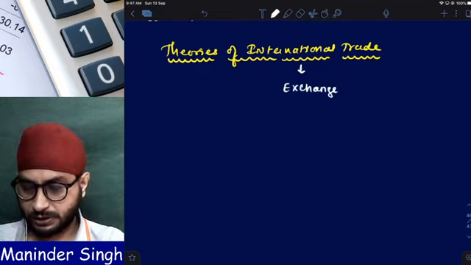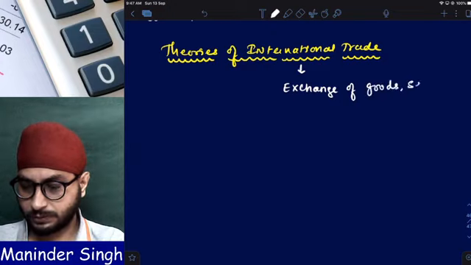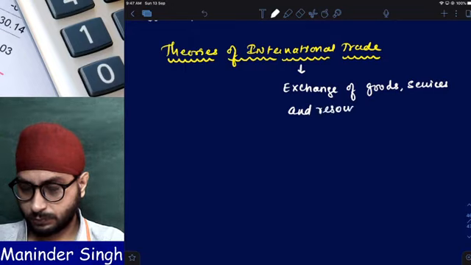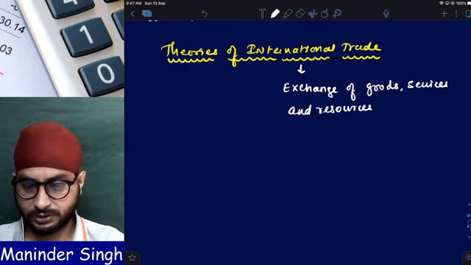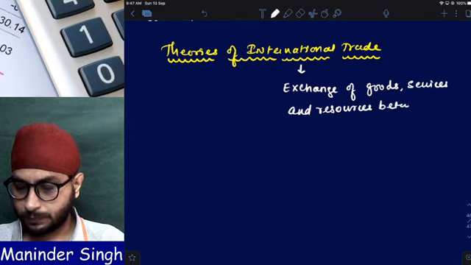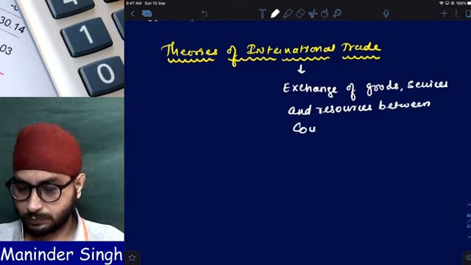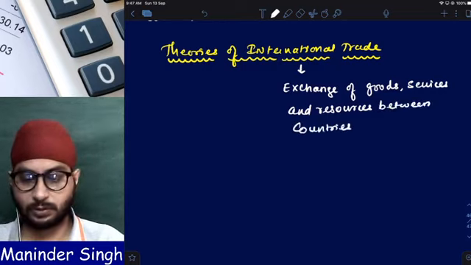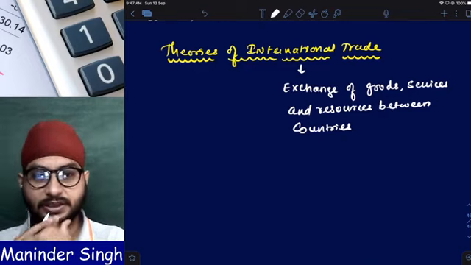Exchange of goods. Clear? International trade means what? Exchange of goods, services and resources. Clear? Goods, services and resources between countries. Clear? Between countries is called as international trade.